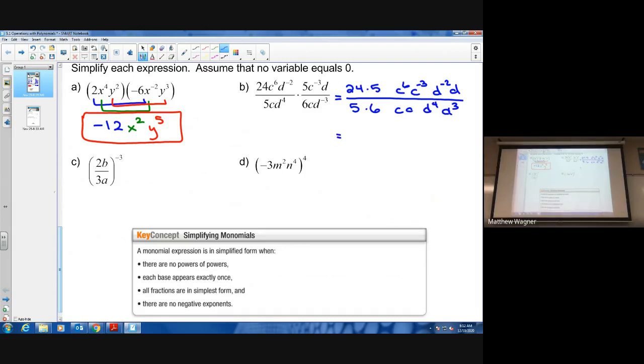So on top, we had a 24, a 5, a c to the 6th, a c to the -3rd, a d to the -2nd, and a d. All right. This is going to kind of make things easier to simplify. All right. The 5's cancel, and then 24 over 6 is 4. So I'm going to have a 4 left up top.